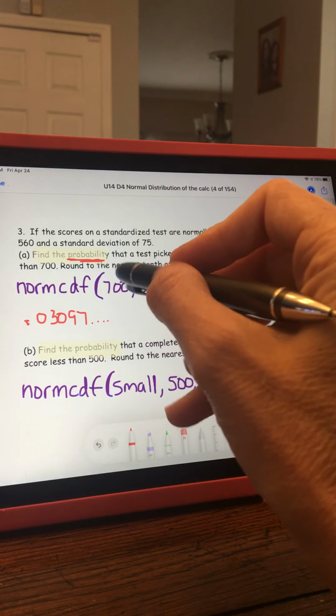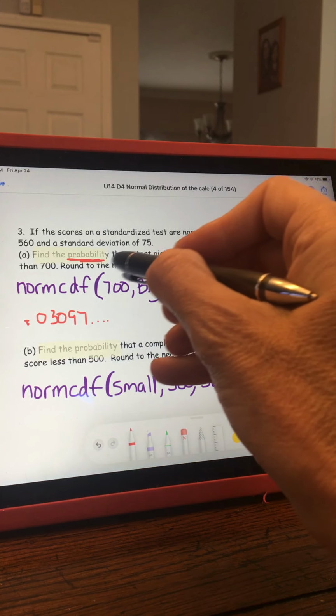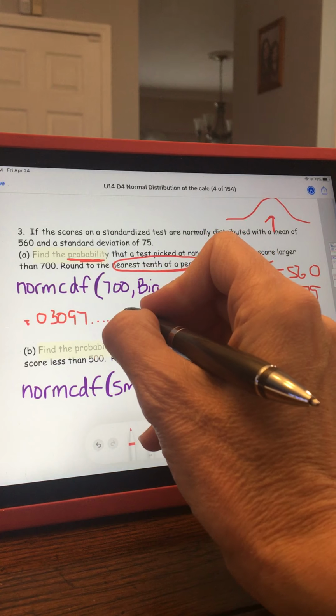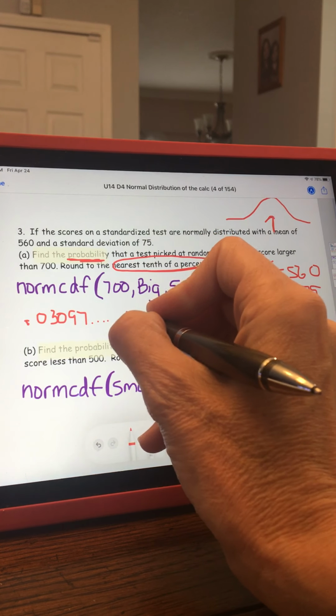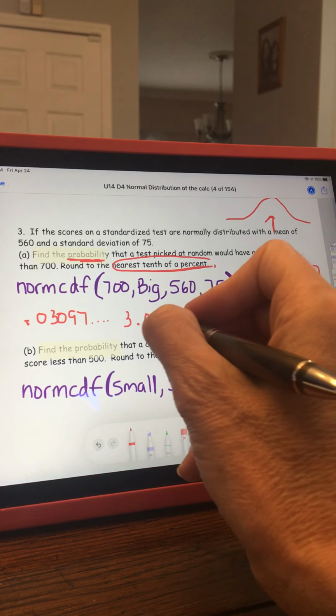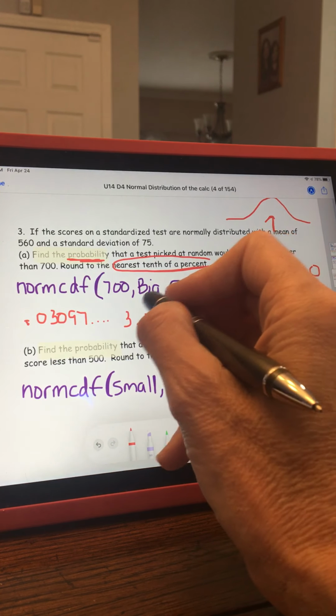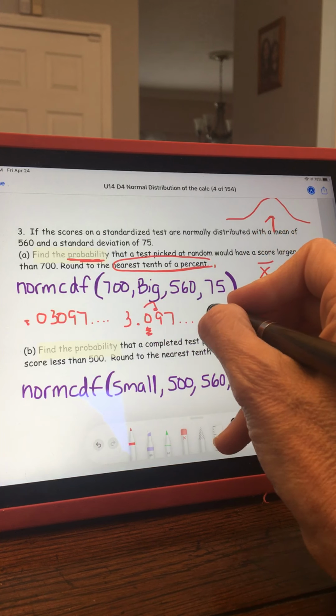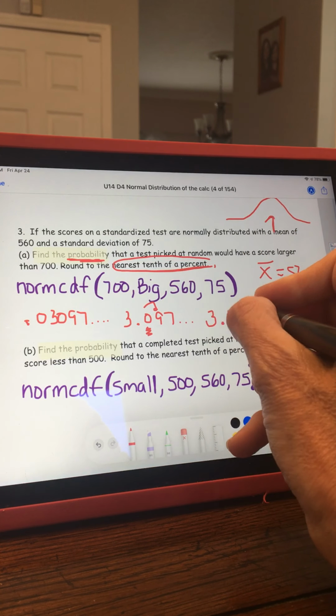And now it says find the probability to the nearest 1/10 of a percent. So we'll move the decimal 2 places to the right. And then it says nearest 1/10. So nearest 1/10 place is right here. If I look 1 to the right, 5 or greater, push it up, 3.1%.